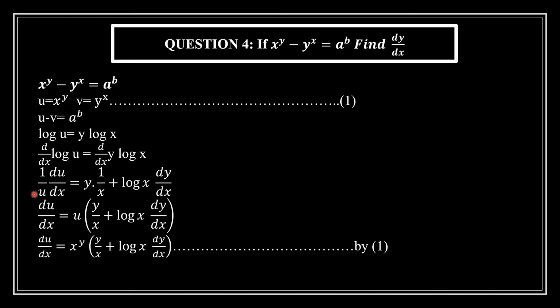Okay, now you bring this u towards the right hand side. Here it is in the denominator and going towards this side it will be in the numerator. So du by dx will be u (y upon x plus log of x dy by dx) as it is, right? And now you substitute the value of u, which was initially taken as x power y. So now I have du by dx is equal to x power y (y upon x plus log of x dy by dx). The same question moves to the next slide.